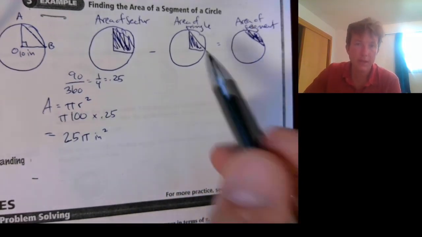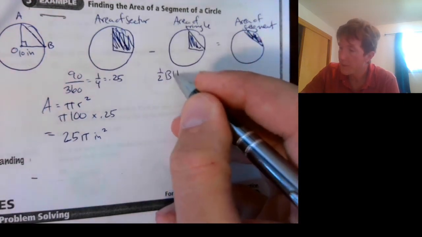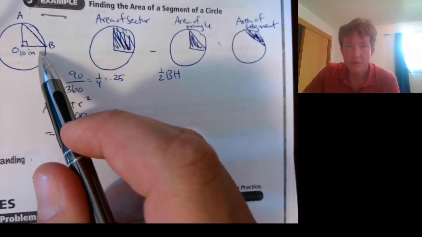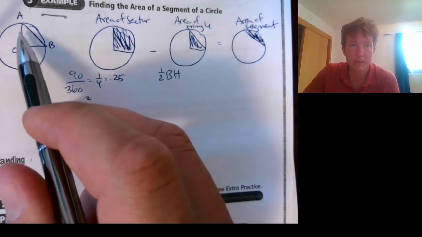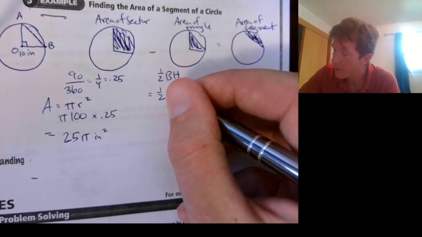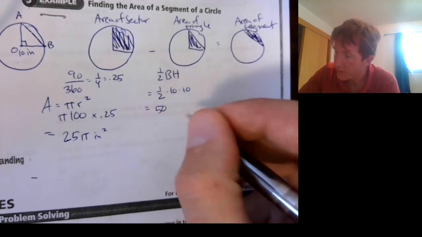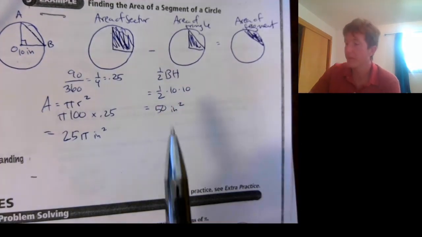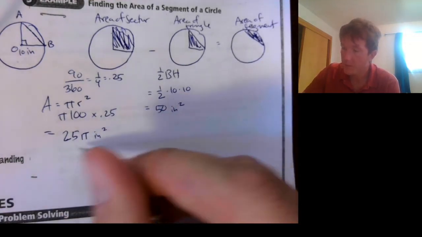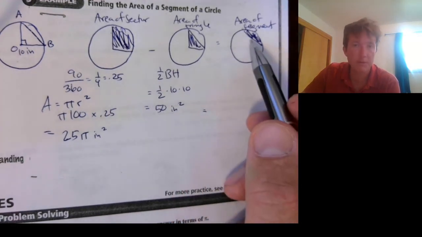Next I need to find out the area of this triangle. Remember, triangle is 1/2 base times height. My base here is 10 inches, and the height is also going to be 10 inches, since that's also radius. So this is 1/2 times 10 times 10. So that's going to be 50 inches squared. So what we're going to do is we're going to do this number, 25 pi inches squared, minus this number, 50 inches squared, and that should give us the remainder, the area of the segment.